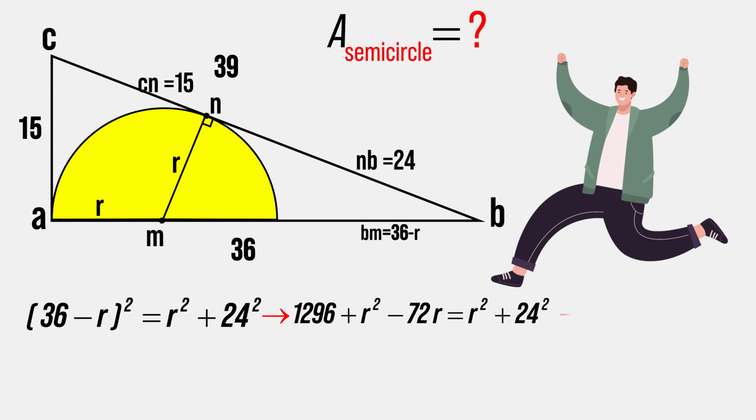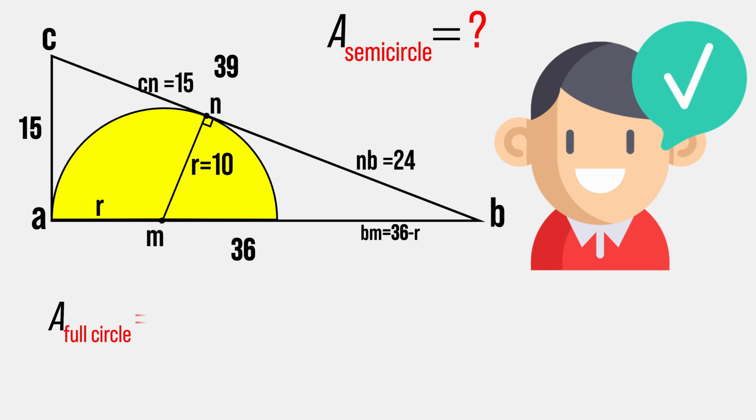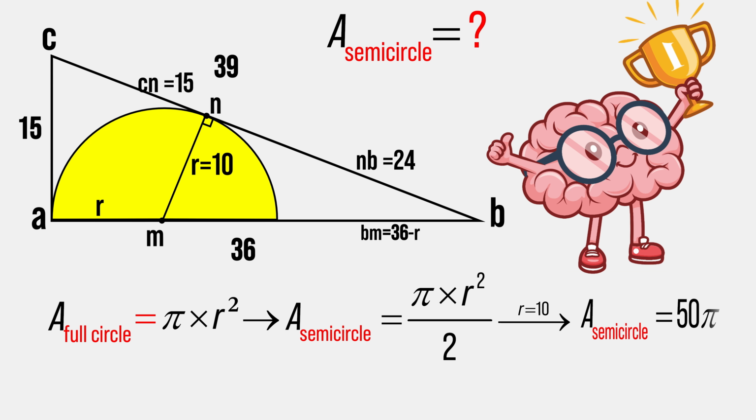Let's expand and simplify. Divide both sides by negative 72. We get r equals 10. Congratulations! We've found the key unknown. We know the area of a full circle is pi times r squared. Therefore, the area of the semicircle is half of pi r squared. Substitute r equals 10. So the area of the semicircle is 50 times pi.